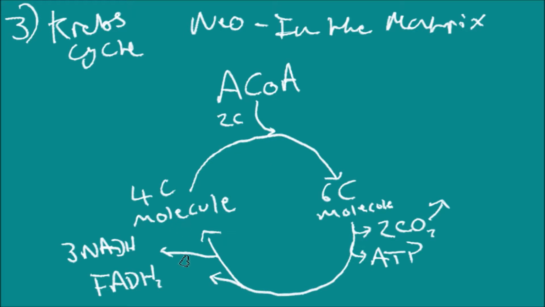So we generated these. This will continue to cycle. We will have 4 carbon join with acetyl coenzyme A to form 6 carbon. That'll lose 2 carbon to carbon dioxide, cycle back to 4, and it'll constantly just repeat. And every single turn we get these. They're going to go on to the last step, which we're about to get onto now.